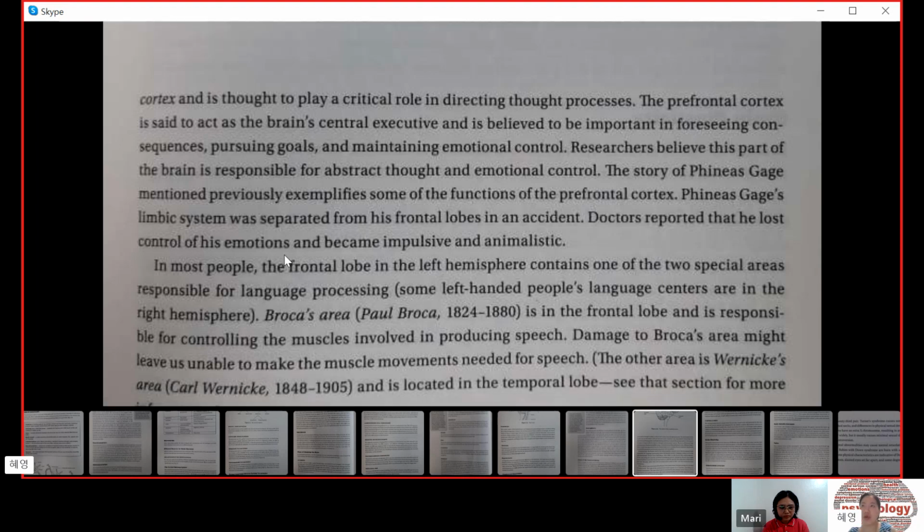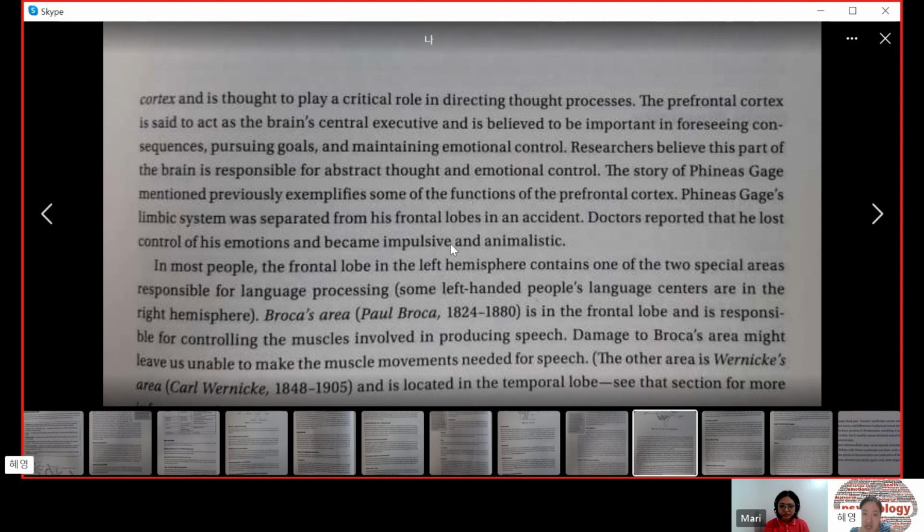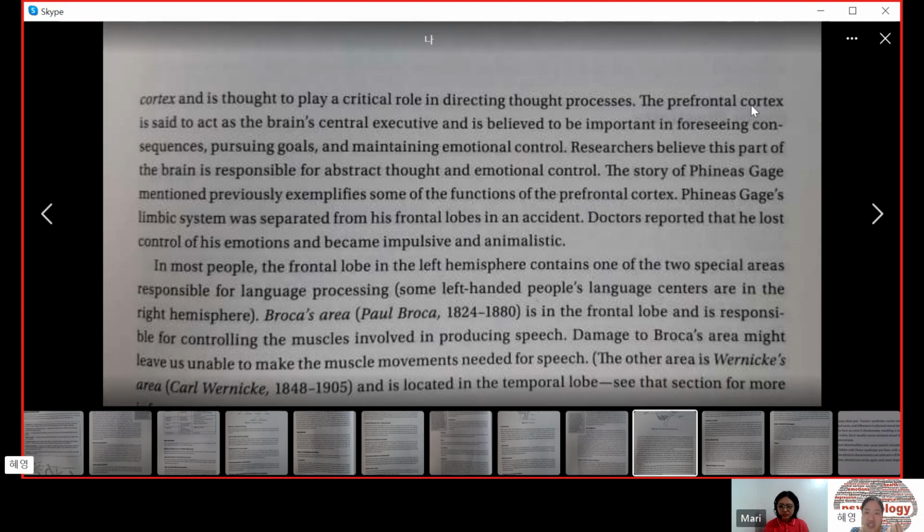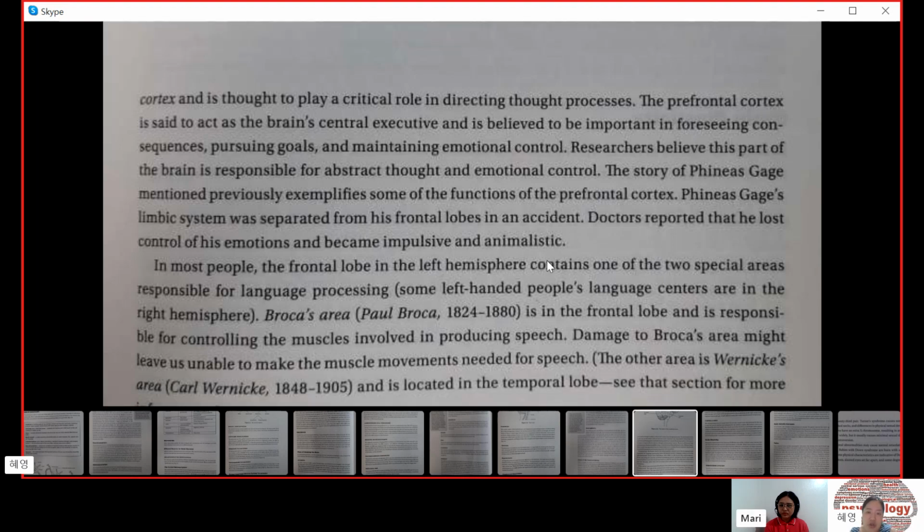Before the accident, he was a very generous, reliable and quiet person. But after the accident, he suddenly changed. He lost control of his temper and emotions, and became impulsive and animalistic. So that's why the prefrontal cortex is really important for humans. It makes humans more humanistic.